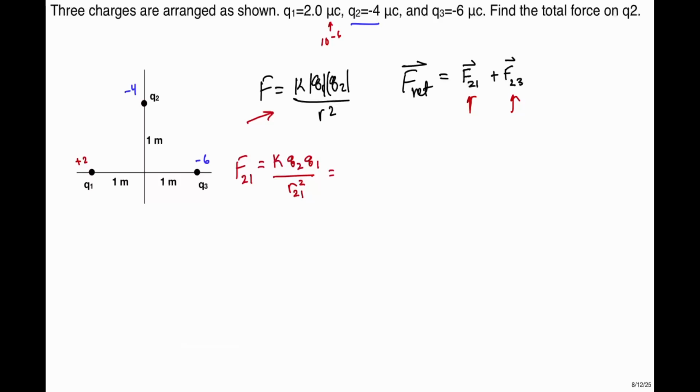What's K? Does anybody remember? It's practically 9 times 10 to the 9. And I tend to drop the units when I do calculations because if everything's in standard units, then everything's going to come out in standard units. If you want to put the units in and make sure everything cancels, that's probably a safer thing to do.